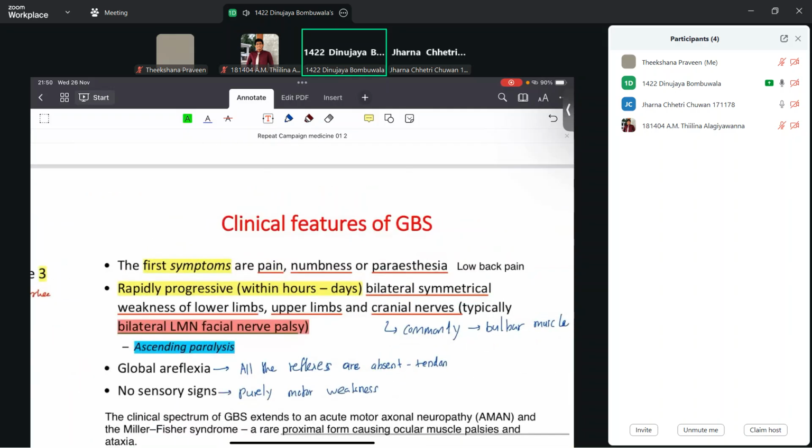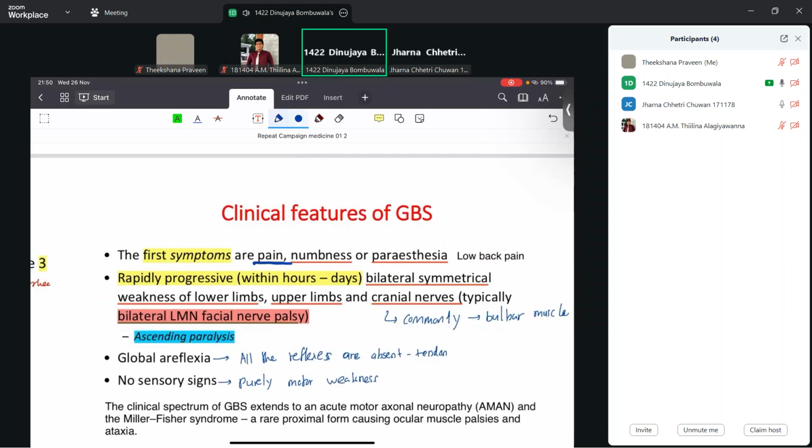These are the sensory symptoms we talked about: pain, numbness, and paresthesia. And then it progresses bilateral symmetrical from lower limbs to upper limbs and cranial nerves. So usually a bilateral symmetrical type weakness occurs. And this one is also very important: global areflexia. There will be no reflexes.